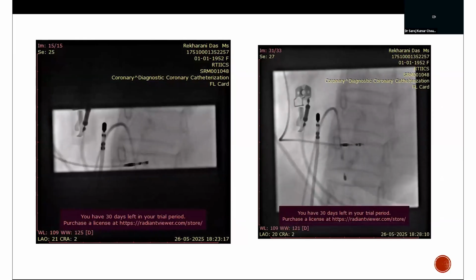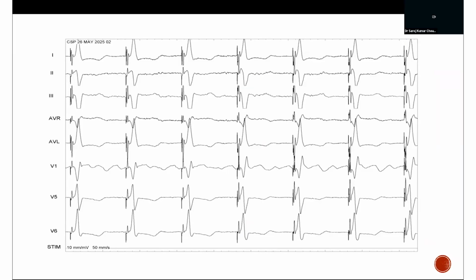So we tried to expose the helix without repositioning the lead. Same position, we just expose the helix, and the R wave reappears in the V1.